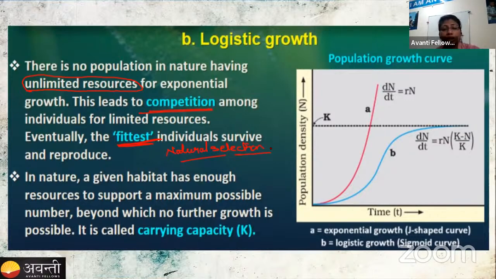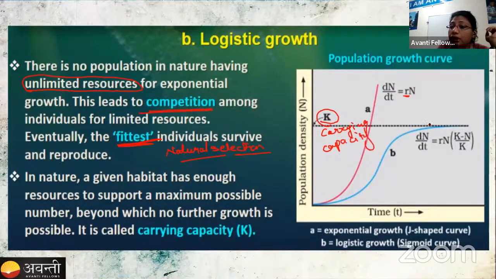Here, in exponential growth, we have seen that r was the intrinsic factor responsible for the growth of an organism, which finds out how much the population is increasing. But for logistic growth, we have another constant, K, which is the carrying capacity constant. You can see this S-shaped curve here, which is also known as the sigmoid curve.